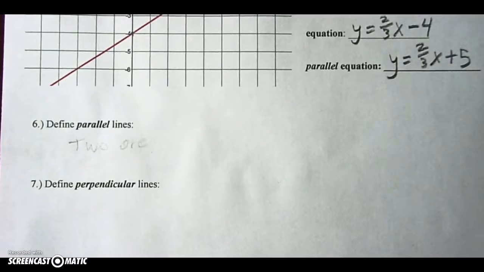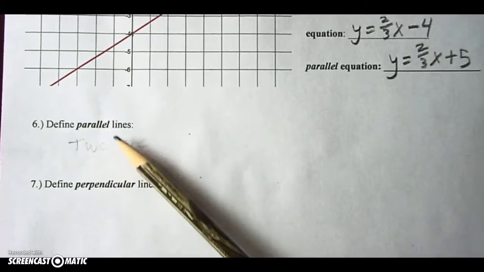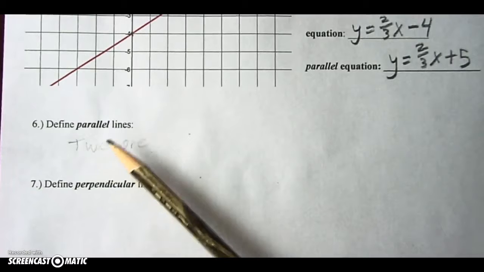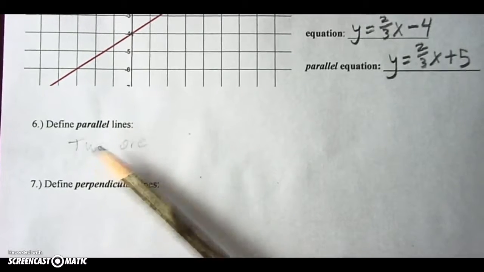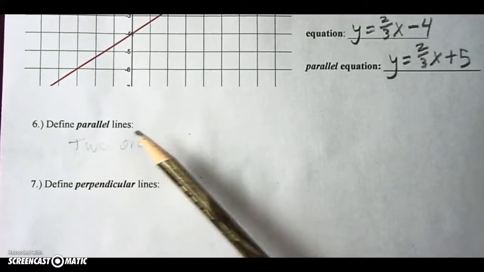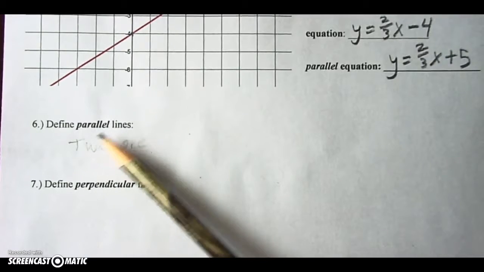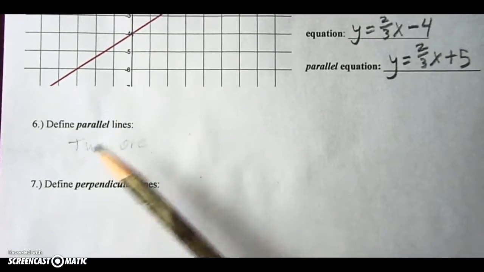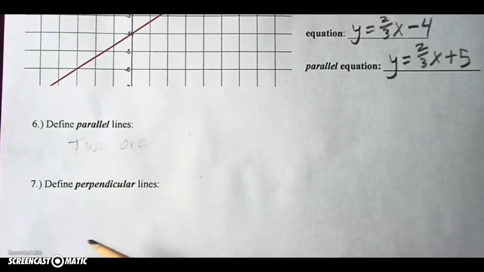The last 2 questions you can pretty much write. I'm not going to write anything down. We're going to just discuss it because I want you to put it in semi your own words. There's a couple of words you have to include in your definitions. But in parallel lines, the most important part is that it's the same. There are 2 or more lines that have the same slope but have different intercepts. That's the basis of parallel lines. 2 or more lines with the same slope and different intercepts.